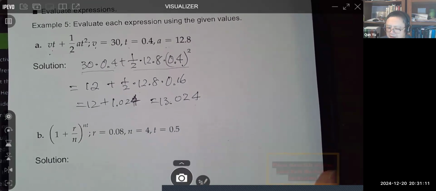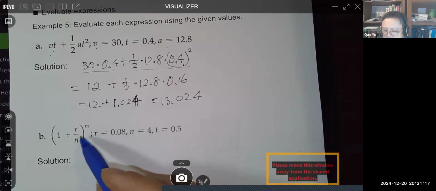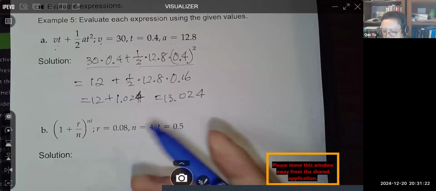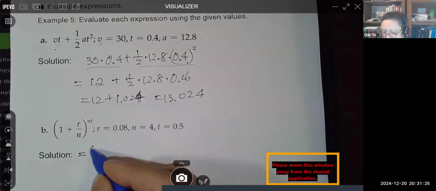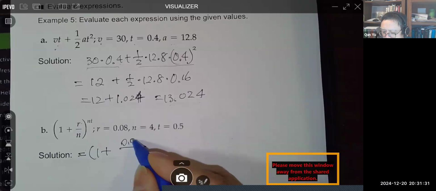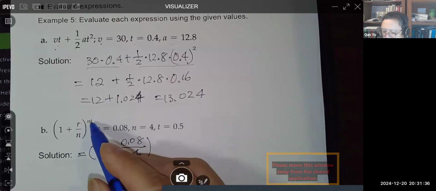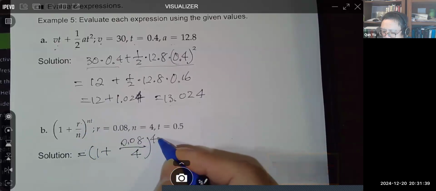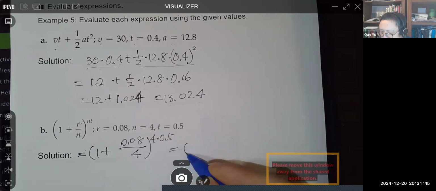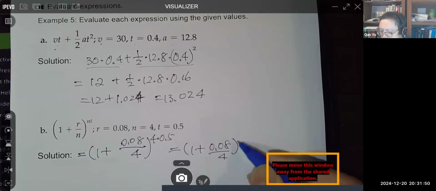Now I have another one. It's just practice doing all these calculations. Now this is a compound interest formula. Again, we don't care what it is. We just focus on how to do the calculation correctly. So this equals 1 plus interest rate R, which is 0.08. N is 4. Now to the power of n times t. N is 4 again. T is 0.5. Now let's simplify it a little bit before we do the calculation. 1 plus 0.08 over 4 to the power of 2.